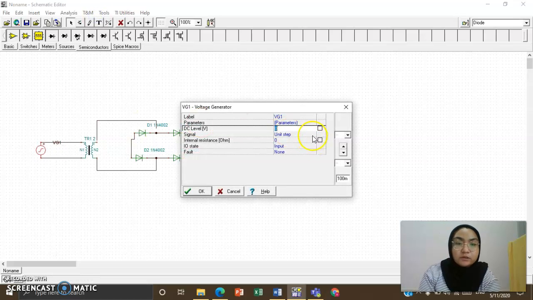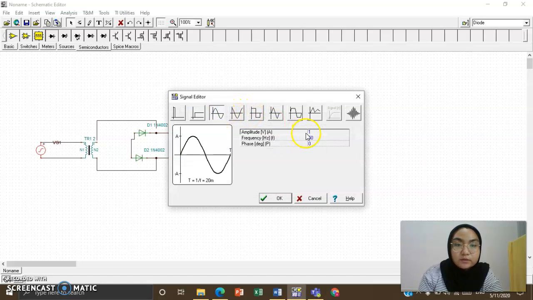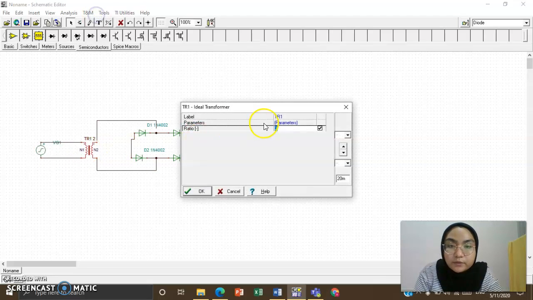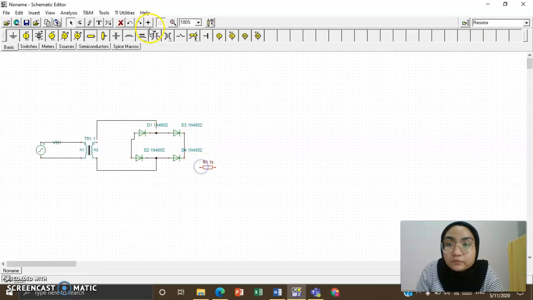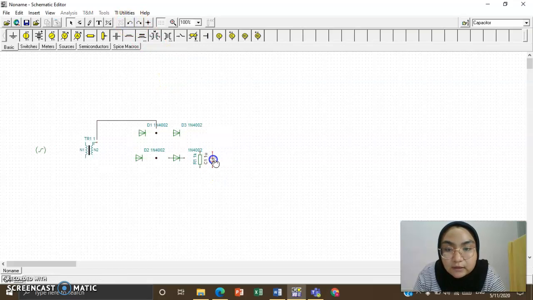Okay, for the voltage, we need to change to sinusoidal, and the required amplitude is 2 and 50 frequency. And for the transformer, we are required to use 1. And then of course we need a load in the circuit, so choose a resistor and a capacitor as a smoothing filter. As we know, the voltage produces ripple voltage, so the capacitor acts as a smoothing filter to reduce the ripple voltage. We connect all.